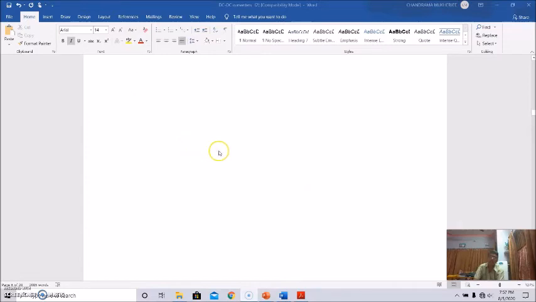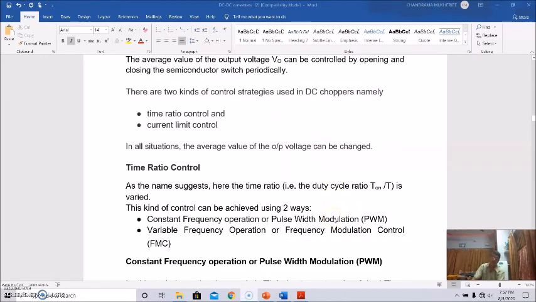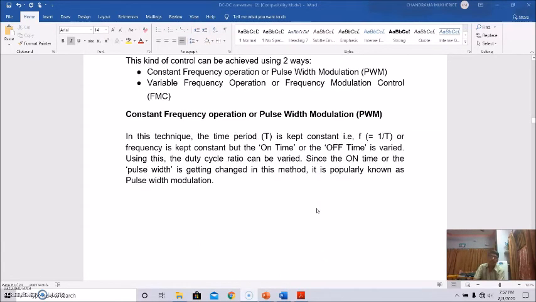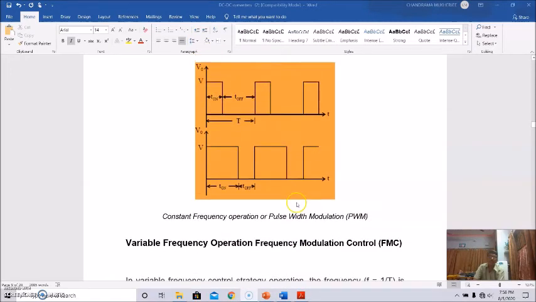The control strategies were time ratio control and current limit control. Time ratio control is once again either constant frequency operation, or pulse width modulation operation, or variable frequency operation, or frequency modulation control, FMC. These are the two time ratio controls, and the other one is current limit control. Constant frequency operation is shown here. The total T is a constant chopping period, but with the variation of the turn-on and turn-off periods, the frequency can be changed, and frequency modulation can be done.